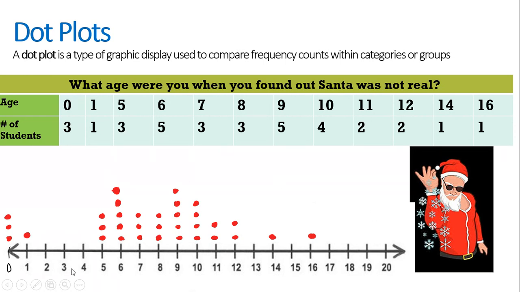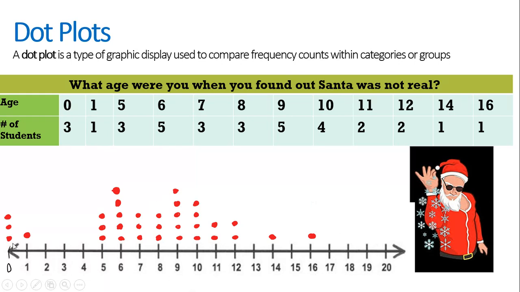And this was kind of like what our dot plots looked like. So dot plots are just a visual representation, a different way to show a frequency table. And looking at this dot plot or this frequency table, we can easily see that the mode, the value that occurs the most often, is age 6. Age 6 right here has 5, and also age 9. Age 9 also has 5 values.